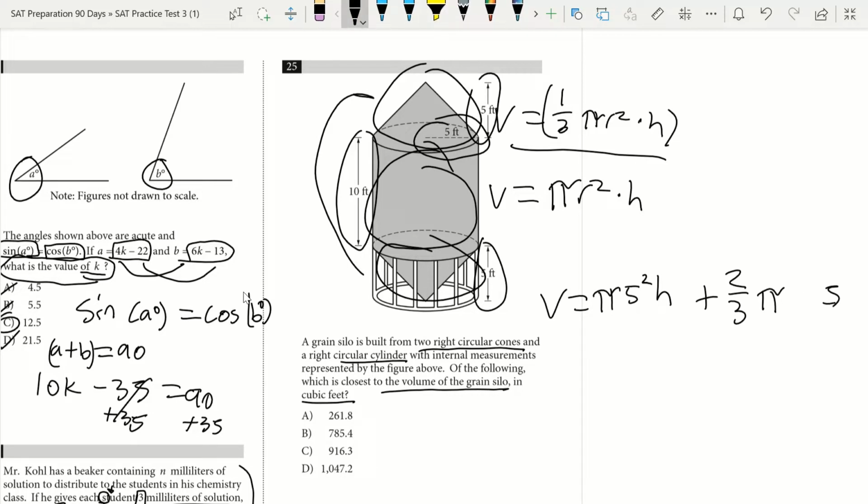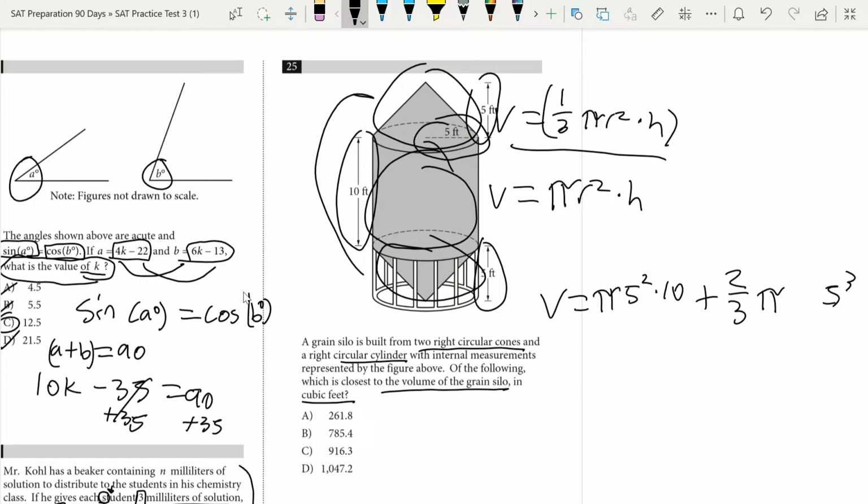We see we're going to have 5 squared times 5, so that's going to be 5 cubed over here. Our height we see is 10 for our cylinder, so we're going to have to multiply that by 10. Now at this point we're going to have to grab a calculator because we're going to want to know what pi is exactly. So I'll go ahead and find my calculator real quick. Let's go ahead and do that.